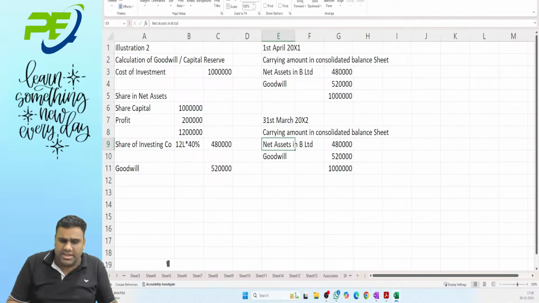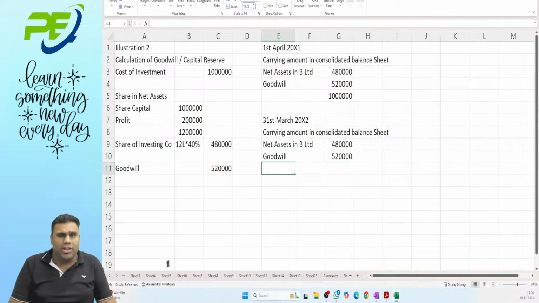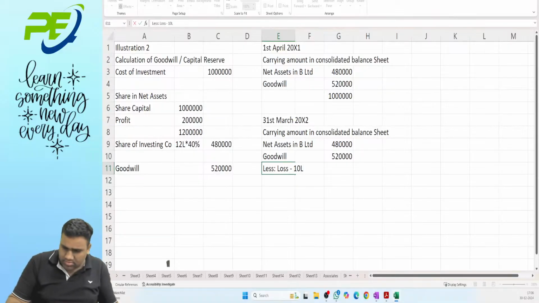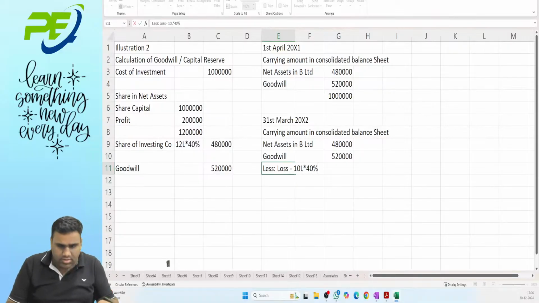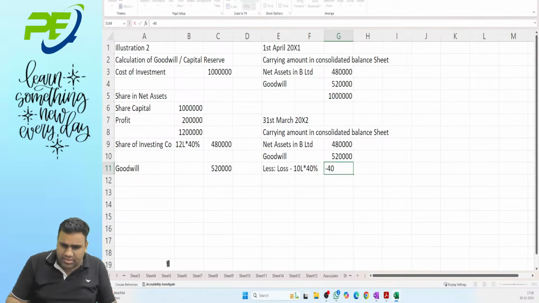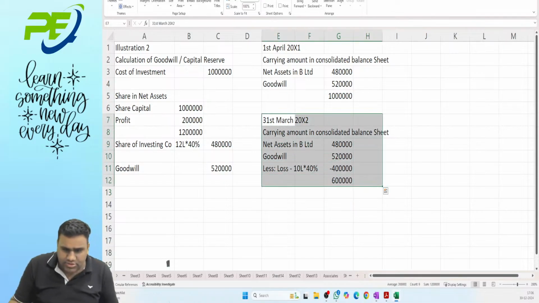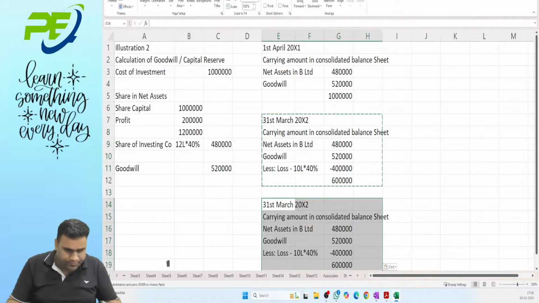Carrying amount in the consolidated balance sheet: net assets and goodwill will be the same. Now, first year profit or loss? Loss, 10 lakh. My share is minus 4 lakh. In the balance sheet, investment will be 6 lakhs. Now 31st March 20x3.